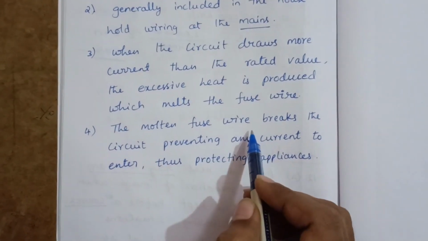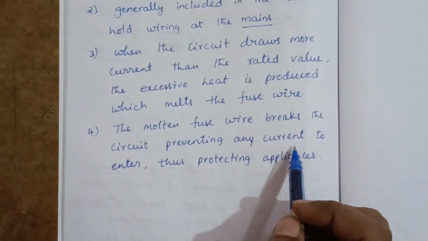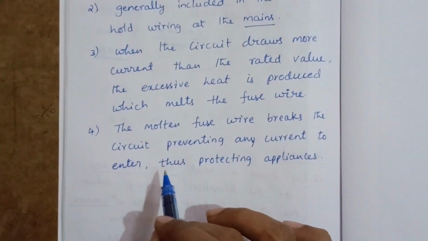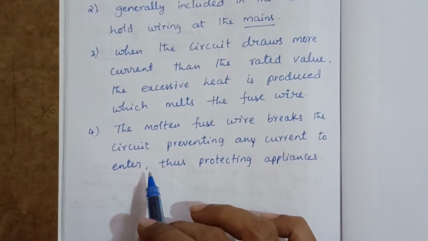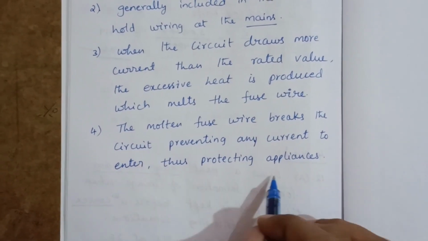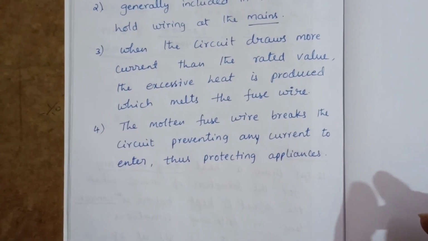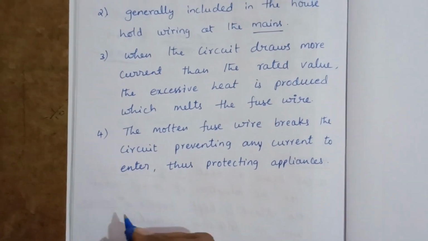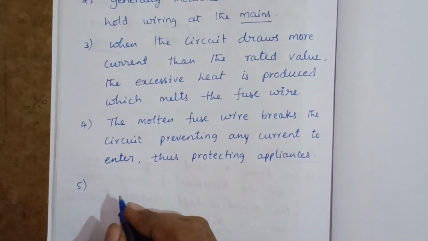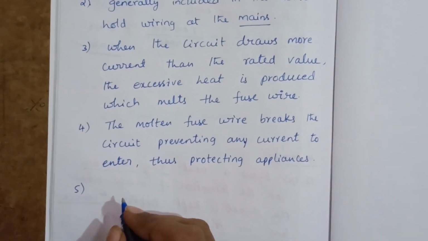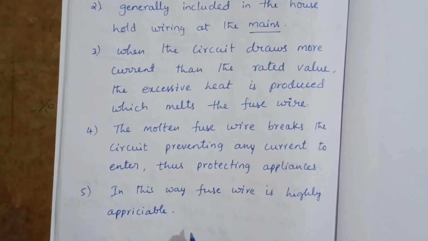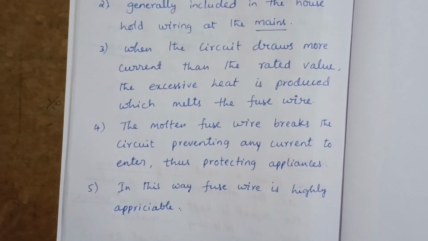The molten fuse wire breaks the circuit, preventing any current from entering. So whenever the fuse wire breaks, it prevents the current from entering. The current does not enter, thus protecting the appliances. Whatever appliances are connected, nothing will happen to them, and they will be safe. In this way, fuse wire is highly appreciable.